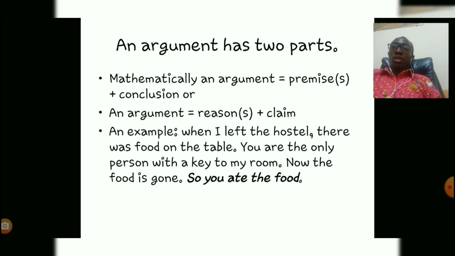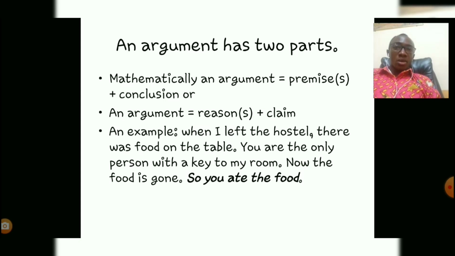Now, the last part, so you ate the food, is the claim. It's the statement you want the one you are talking to accept. For example, you are speaking to your friend, Steve, so you ate the food. Now, what are the reasons why you are saying Steve ate the food?